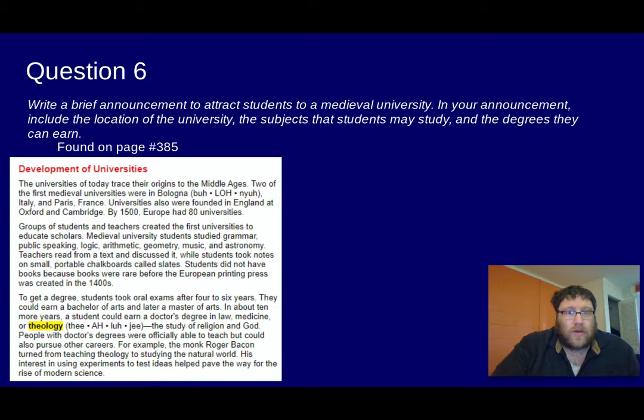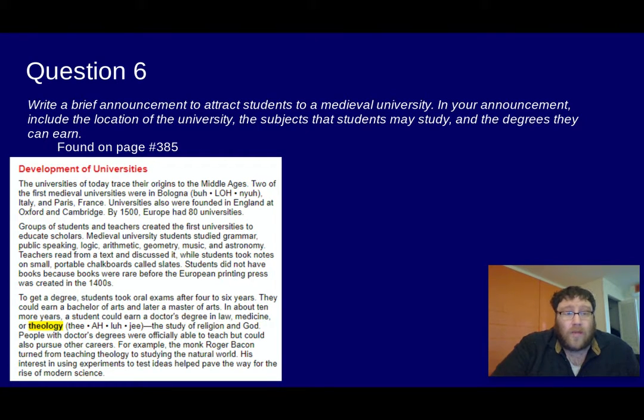Groups of students and teachers created the first universities to educate scholars. Medieval universities studied grammar, public speaking, logic, arithmetic, geometry, music, and astronomy. Teachers read from the text and discussed it while students took notes on small, portable chalkboards called slates. Students did not have books because books were rare before the European printing press was created in the 1400s. To take a degree, students took oral exams every 4 to 6 weeks.